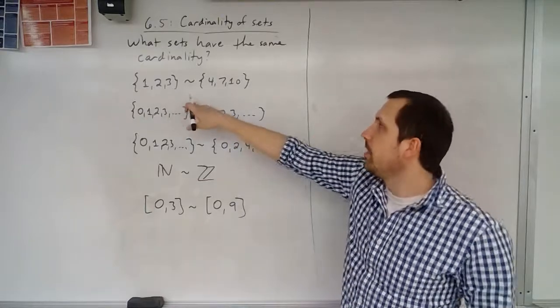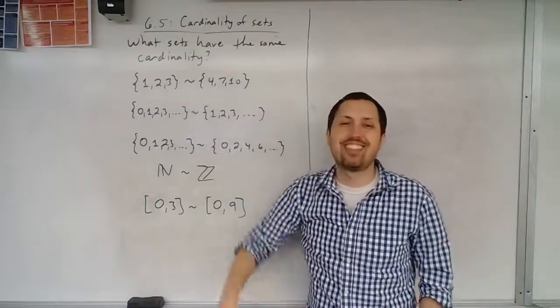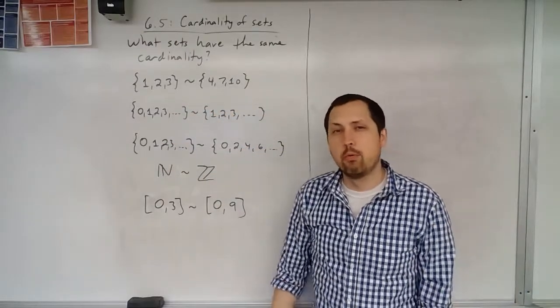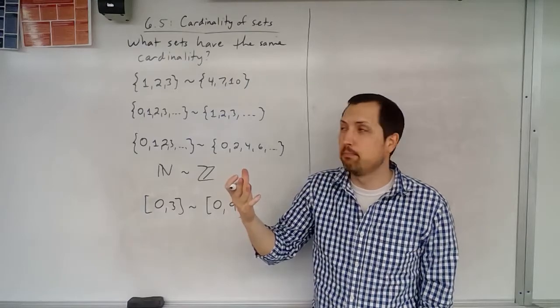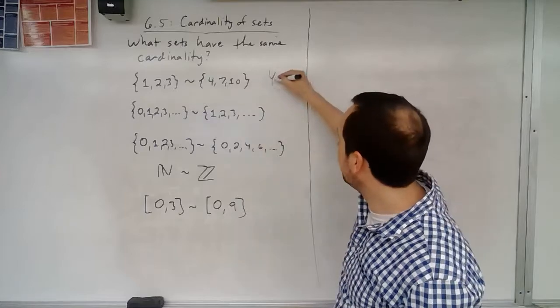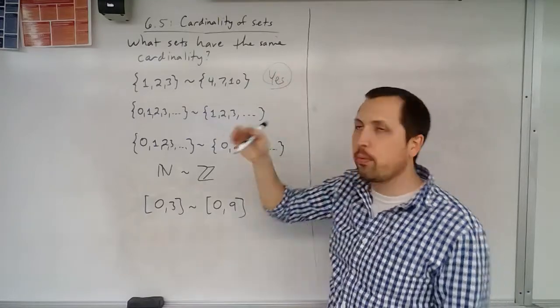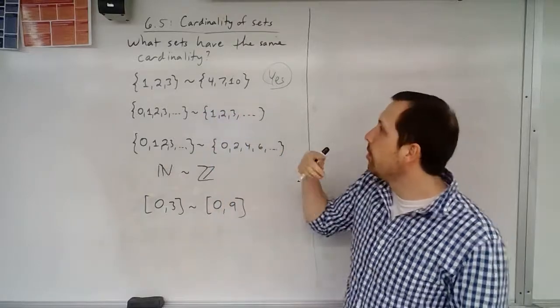So this first set containing 1, 2, 3, does that have the same cardinality as the set containing 4, 7, 10? Well, we're thinking, is there a bijective function between these? Yes, right? You should be like, yes. This was the trivial example where we can just count 1, 2, 3 and 1, 2, 3. They both have 3 elements in. Cool. So that's pretty easy.